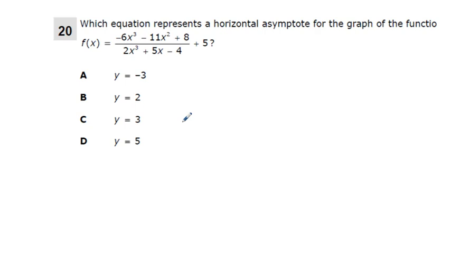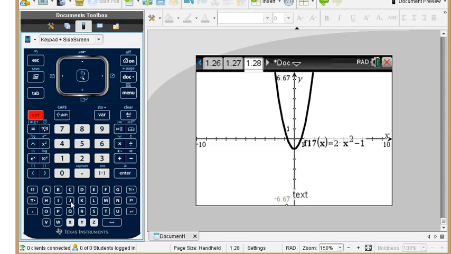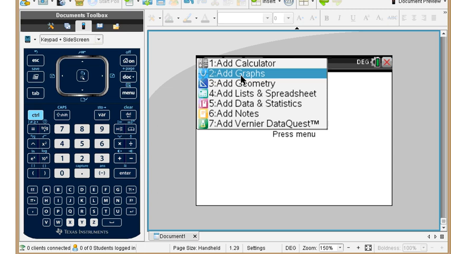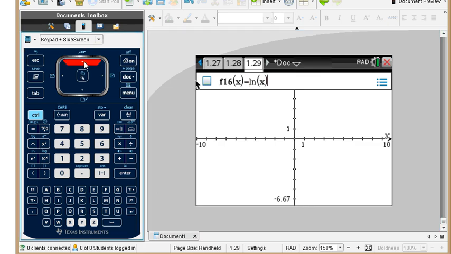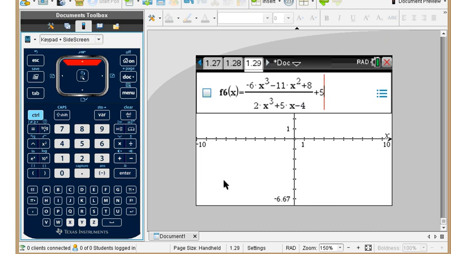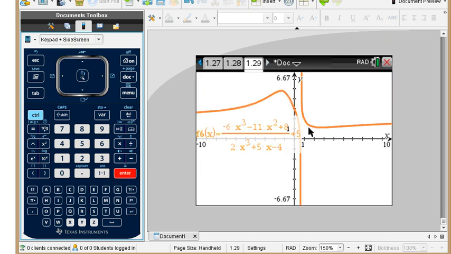Okay. The last one in this set we're going to look at is: which equation represents the horizontal asymptote for the graph of the function f of x equals negative 6x cubed minus 11x squared plus 8 over 2x cubed plus 5x minus 4, and plus 5 outside of that. And I previously graphed this function here, and here we go. There it is. And we graph this function. That's what it looks like here in orange.